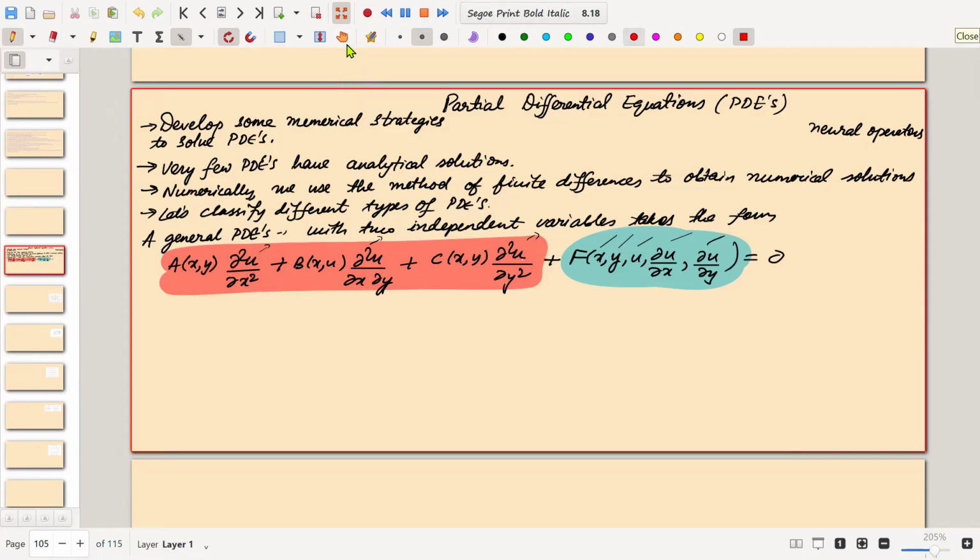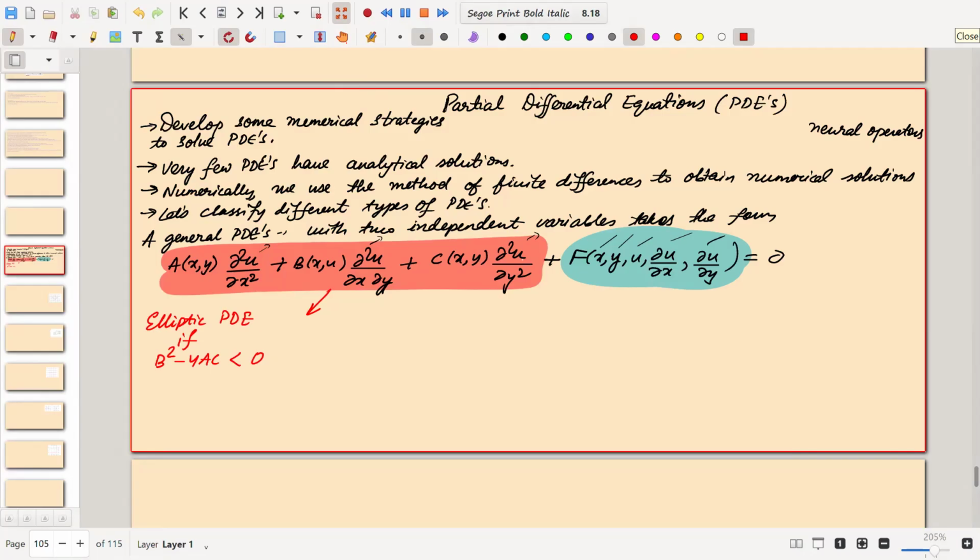Let's see. This is the important case. It is an elliptic PDE if you have this b² − 4ac quantity less than 0. You understand the idea, no? See, if b² − 4ac is less than 0, it is an elliptic PDE.